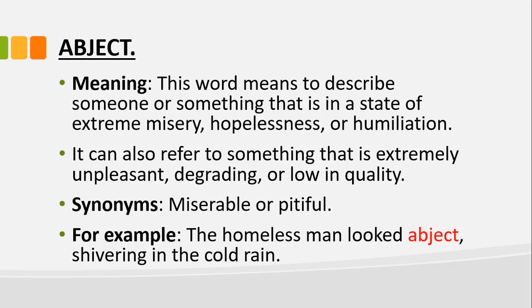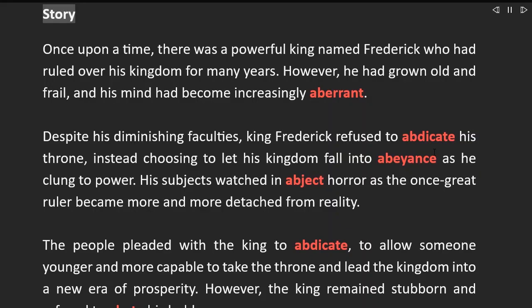Let's practice these words in a story. Once upon a time, there was a powerful king named Frederick who had ruled over his kingdom for many years. However, he had grown old and frail, and his mind had become increasingly aberrant. Despite his diminishing faculties, King Frederick refused to abdicate his throne, instead choosing to let his kingdom fall into abeyance as he clung to power.